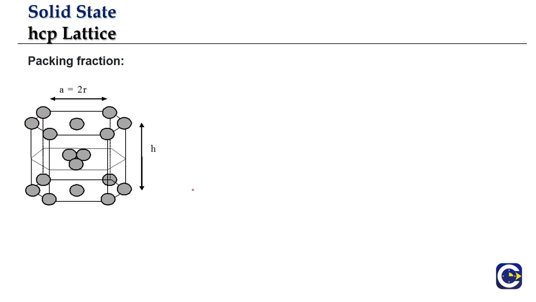Now before we find out the packing fraction, we will see what the effective number of atoms in the unit cell is, because the effective number of atoms will be required for finding the packing fraction. We have discussed it in the case of simple cubic, BCC and FCC also. Packing fraction is defined as the volume occupied by the spheres or atoms or particles divided by the total volume of the unit cell.